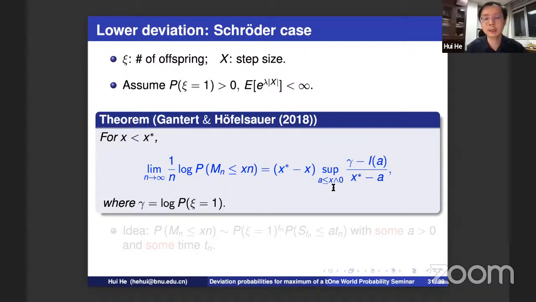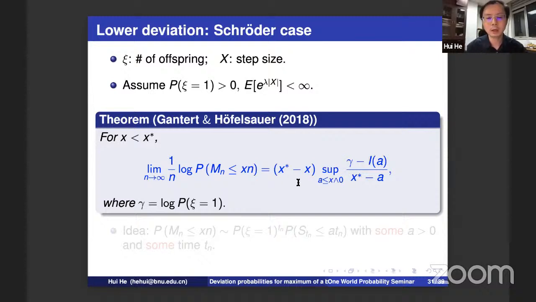However, it is a little bit complicated. Let me explain a little bit. This first gamma is the so-called Schröder constant. That is, take logarithm of this probability. Okay, this is just the probability that the number of offsprings could be 1. Taking logarithm gives the so-called Schröder constant. And Ia is just defined in the previous slide. That is the rate function of the random walk.